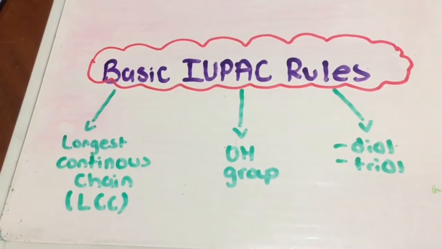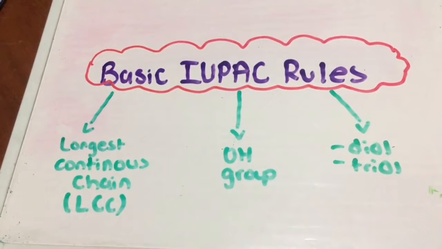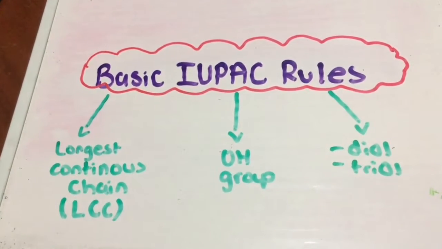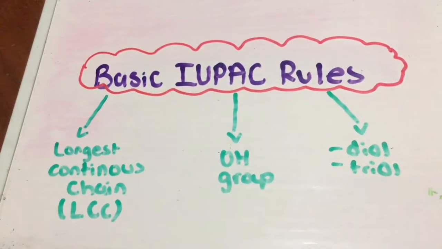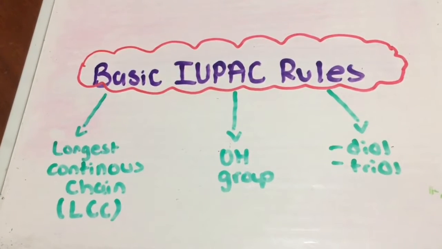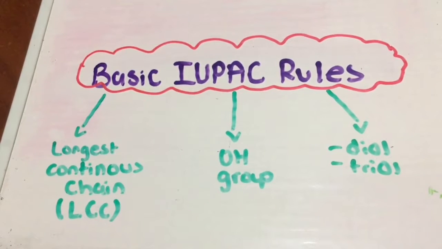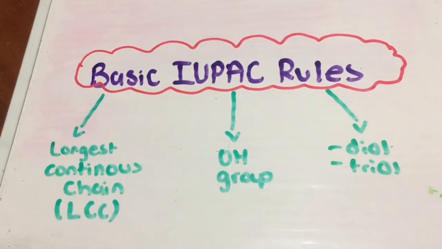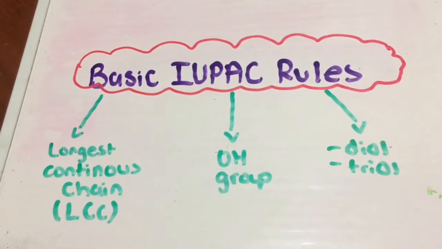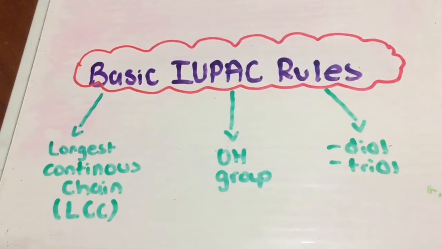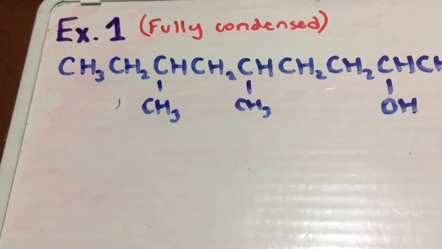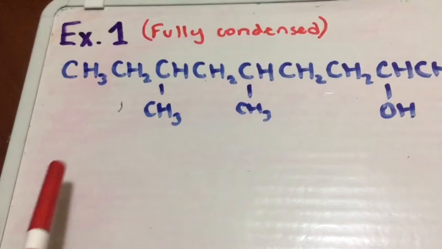The longest continuous chain, LCC, of carbon atoms containing the OH group is taken as the parent compound, an alkane with the same number of carbon atoms. The chain is numbered from the end nearest to the OH group. Secondly, the number that indicates the position of the OH group is prefixed to the name of the parent hydrocarbon, and the E ending of the parent alkane is replaced by the suffix ol. In cyclic alcohols, the carbon atom bearing the OH group is designated C1, but the 1 is not used in the name. Now, using the IUPAC rules, we are going to name this fully condensed compound.